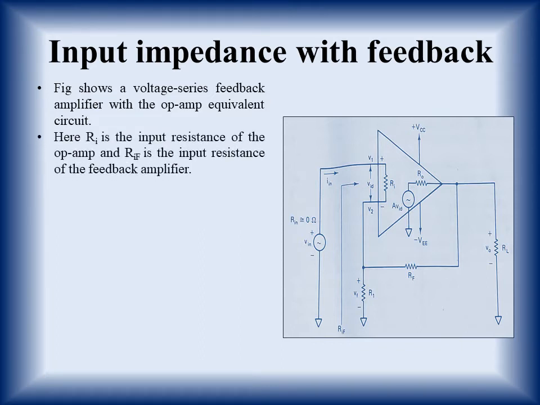Here Ri, where is Ri? Ri is here. Ri is the input resistance of the op-amp, and RIF, that will be calculated from here. The arrow is shown clearly. It is the input resistance or impedance of the feedback amplifier. Now first of all we will define the input resistance with feedback. It is defined as RIF is VIN upon IIN, V input upon I input.